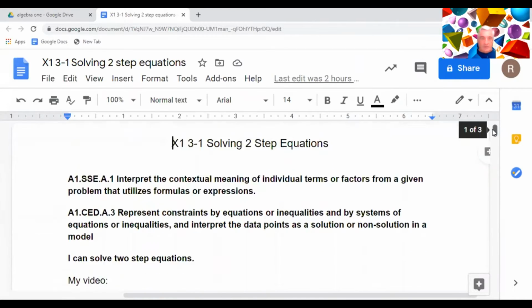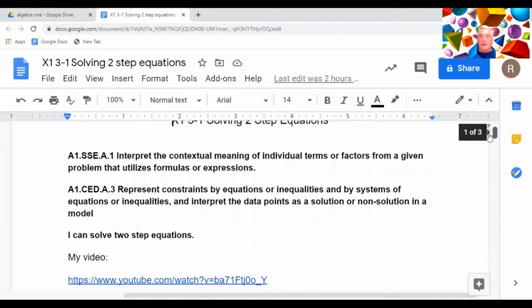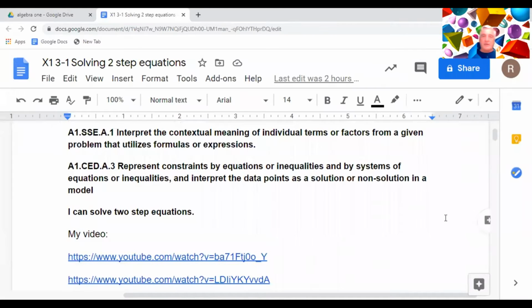Now, the objective is to interpret the contextual meaning of individual terms and factors given by a problem that utilizes formulas and expressions. We are going to represent constraints and equations by inequalities in a system of equations or inequalities and interpret the data points as the solution. Do you want that in English? We're going to have equations that give us data and formulas.